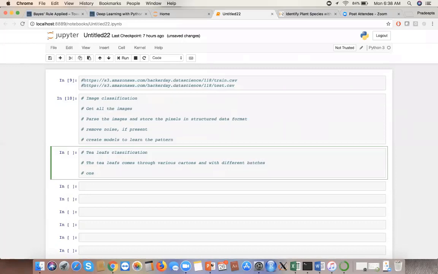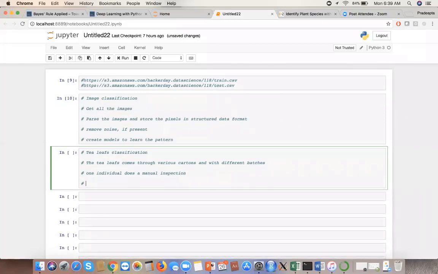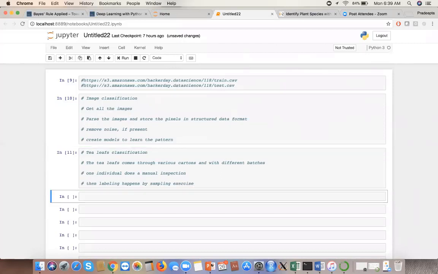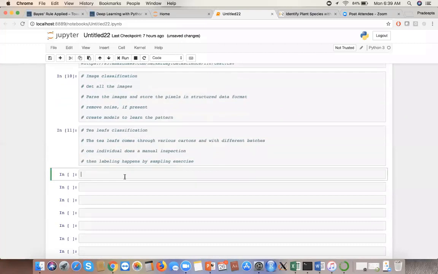One individual does a manual inspection, then labeling happens by sampling exercise. This process leads to a lot of bias in the classification process. Hence, the objective here is, can we apply this image classification to improve the classification process?